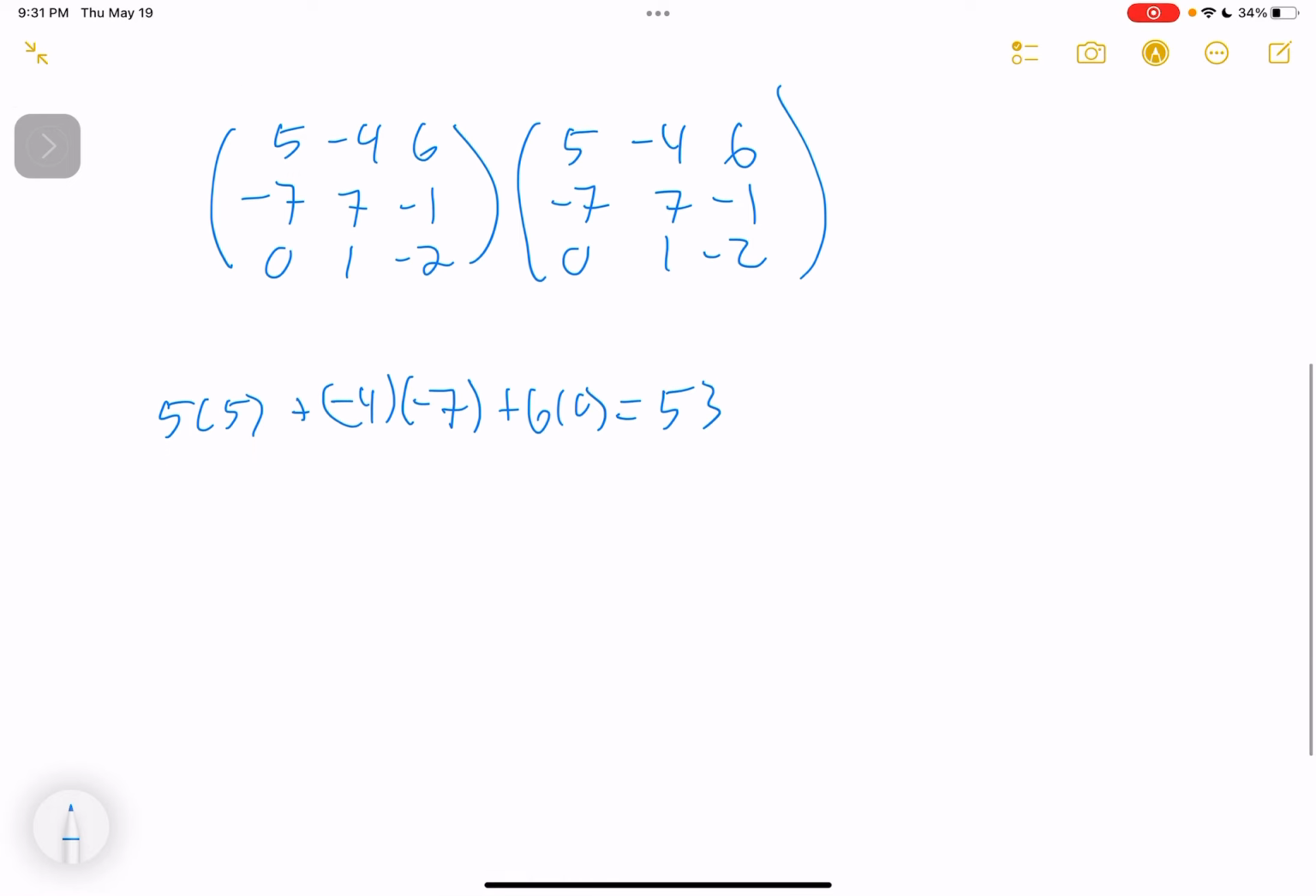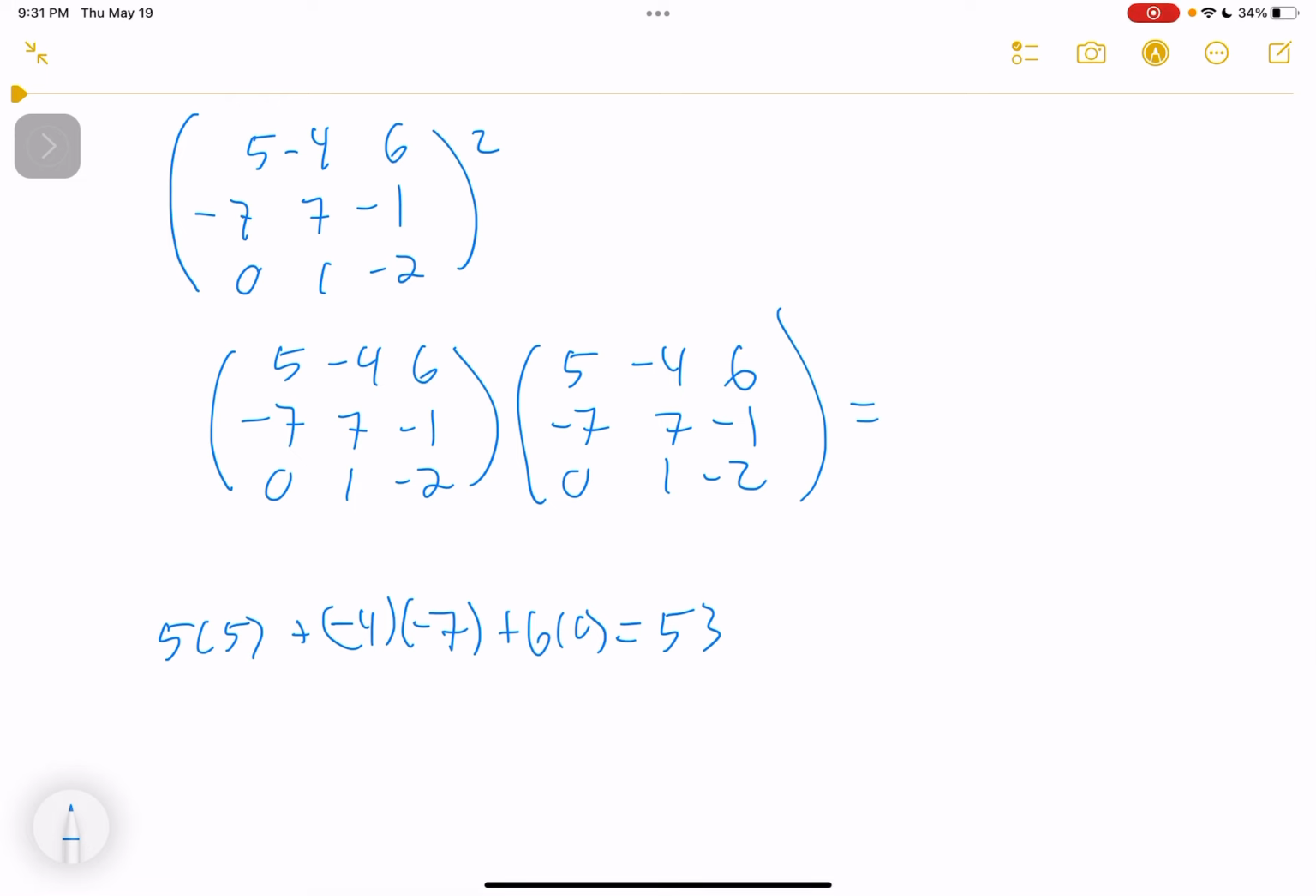Okay, so let's do this. We have that space. Next, let's do the top row and the second column. So it's 5 times -4 plus -4 times 7 plus 6 times 1. So that's going to be -20 plus -28 plus 6. And I get out of that -42. So that's going to go in this spot.